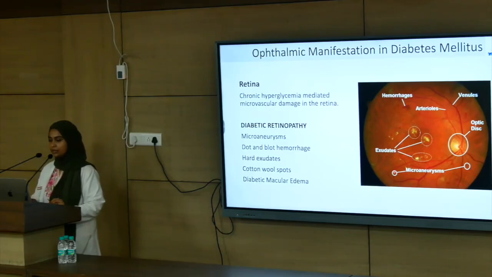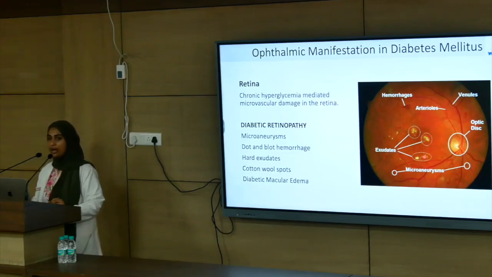First is microaneurysms, which are seen due to pericyte loss. Second that could be seen is dot and blot hemorrhages. These are a result of leakage from the weakened capillaries. Then there could be hard exudates and soft exudates. Now, hard exudates are deposition of lipid and protein in the outer plexiform layer of retina. However, cotton wool spots are axonal deposits in the nerve fiber layer of the retina. And lastly, diabetic macular edema.